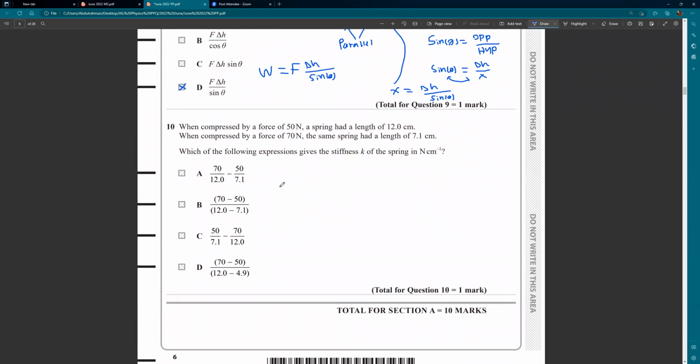Okay, when compressed by a force of 50 newtons, so this is compressed, not extended, just keep that in mind, a spring had a length of 12 centimeters. When compressed by a force of 70 newtons, the same spring had a length of 7.1 centimeters. Which of the following expressions gives the stiffness k of the spring in newtons per centimeter? It's always worth first looking at the expressions, just so you have a general idea of what form you want it in. Well, stiffness k is equal to F over your extension or compression. You initially had a force of 50 and you added 70 newtons, so the additional force you've exerted is 70 minus 50. And the compression is the initial minus the final length, which is 12 minus 7.1. And that gives you B.